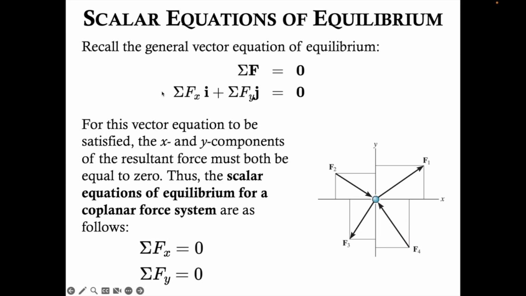So in Cartesian vector notation using i hats and j hats, that states that the summation F sub x times i hat plus summation F sub y times j hat must equal zero. For this vector equation to be satisfied, the x and y components of the resultant force must both be equal to zero. Thus, the scalar equations of equilibrium for a coplanar force system are as follows. The net force in the x direction must be zero, and the net force in the y direction must be zero. Remember, the net force in the x direction is defined as the summation of all the x components of forces. The net force in the y direction is defined as the summation of all the y components of forces.